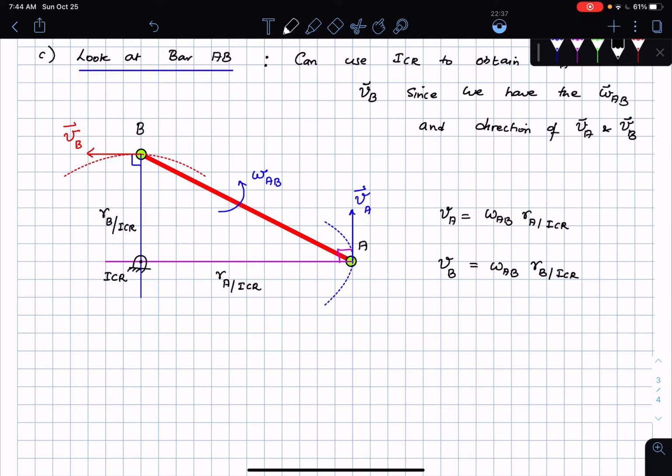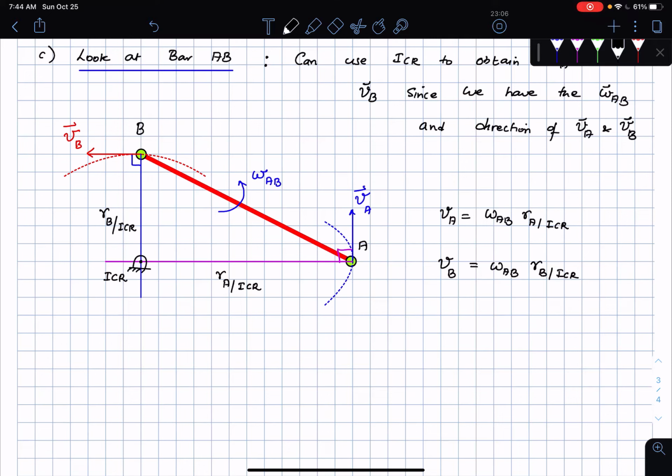Is my direction of VA and VB correct? If I use the right hand rule and assume this is the direction of VA, then I place the fingers of my right hand aligned with the velocity VA, with my palm facing the ICR. If I curl my fingers, I get a counterclockwise rotation. Likewise, if I do the same thing at VB, I get a counterclockwise rotation. I know that omega AB is counterclockwise, so the directions assumed are correct.